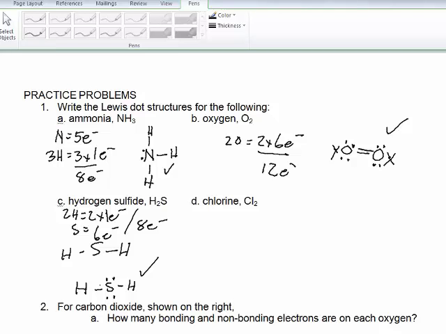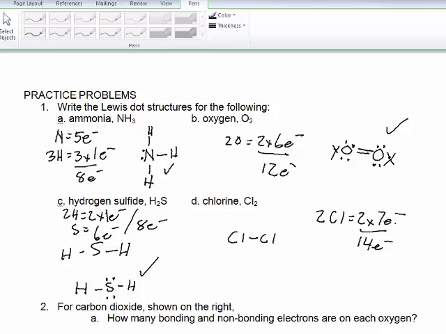Now the sulfur has 8 electrons surrounding it. Each hydrogen has 2 electrons surrounding it, which is what hydrogen wants. We've already seen the Lewis structure for chlorine several times. These are 2 chlorines, equals 2 times 7 electrons, a total of 14 electrons. We know that each chlorine has 7 electrons.